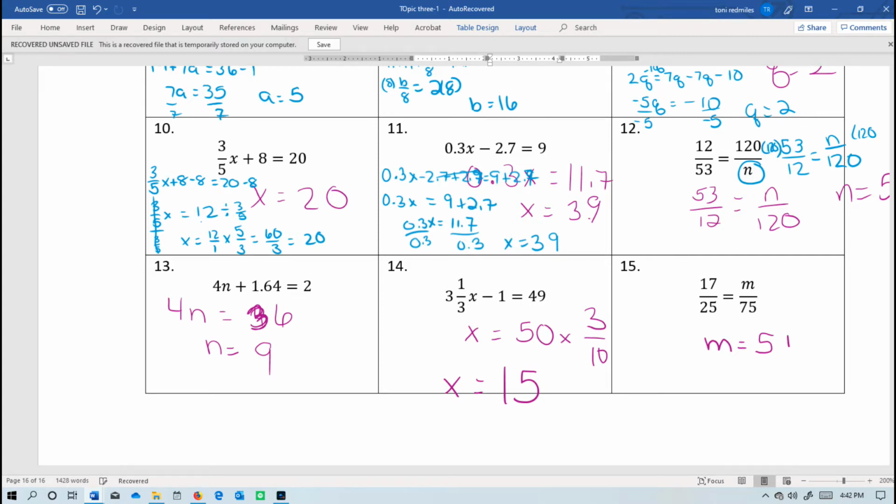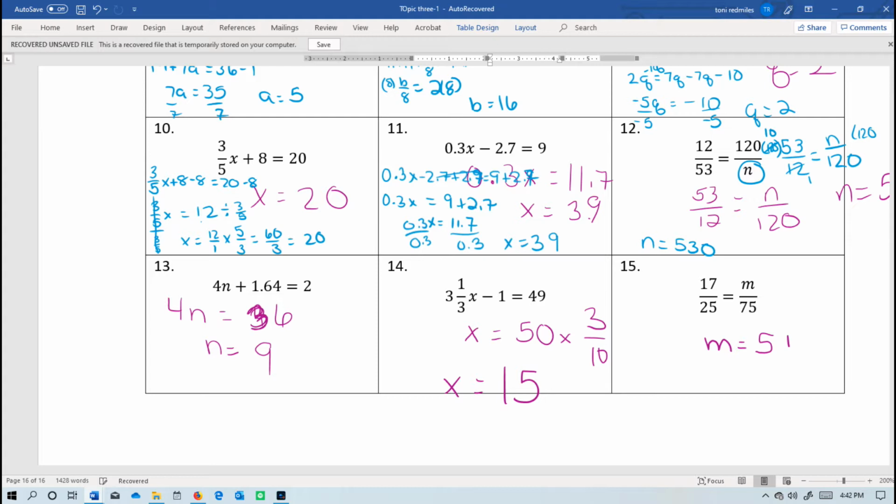I'm going to do a little bit of cross canceling because these numbers will get big if I don't. 12 goes into 12 one time and into 120 10 times. 10 times 53 equals 530. All right, I have 3 more to go.